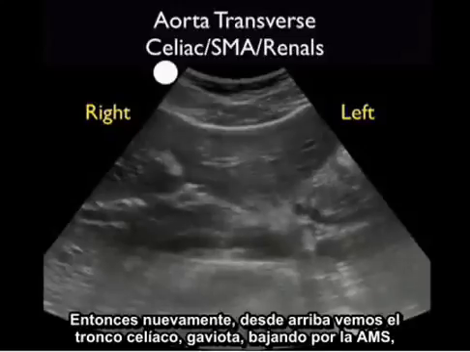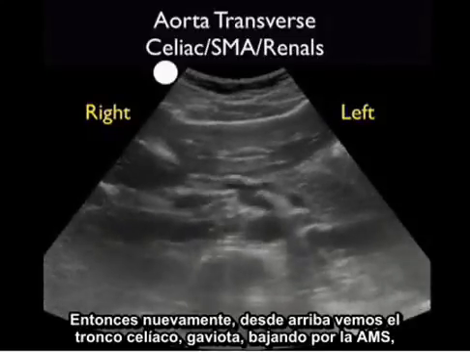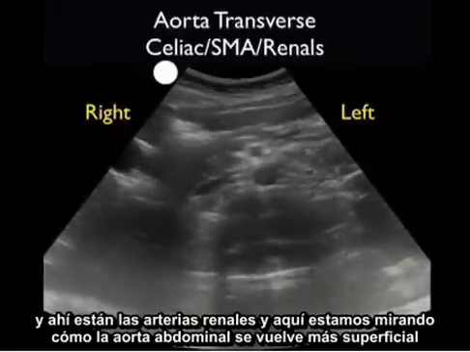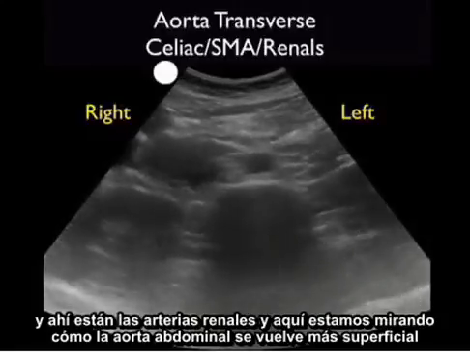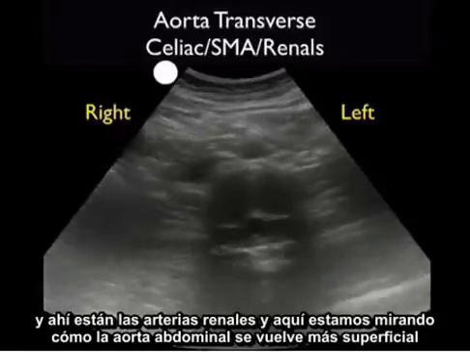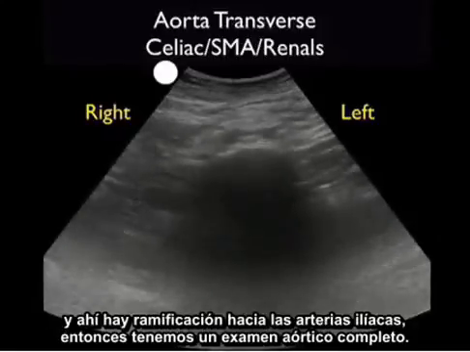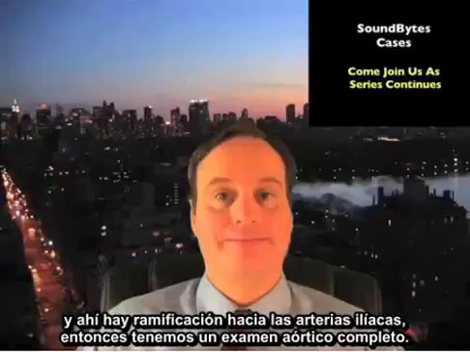So again, from the top, we see the celiac or seagull, moving down, the SMA, and there's the renal arteries. And here we're looking as the abdominal aorta becomes more superficial, and there's branching into the paired iliac arteries. So a complete aortic exam.